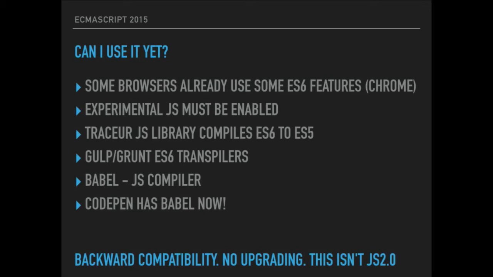In Chrome, you have to actually enable experimental JavaScript, but there are now JavaScript libraries that'll compile ES6 back to ES5, so your web app is completely compatible. Babel is another one of those. You can also come up with gulp or grunt tasks that'll compile it. They call it transpiling, which compiles it backwards. CodePen is Babel now, so you can actually go in and start messing with ES6, play around. That's really the best way to learn it. That's how I started out learning it.